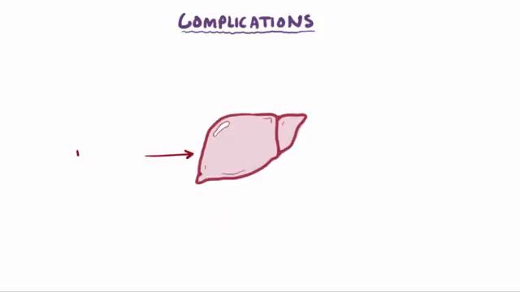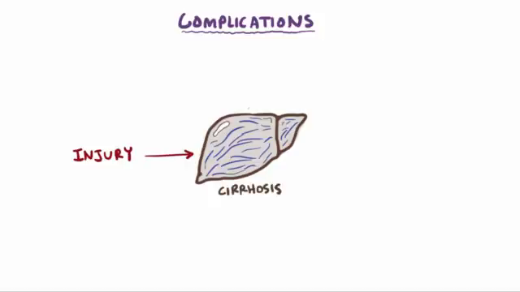So at this point, it's pretty clear that when your hepatocytes get injured to the point of no return and start to form permanent scar tissue and your liver becomes cirrhotic, there can be a lot of potential complications that can follow.